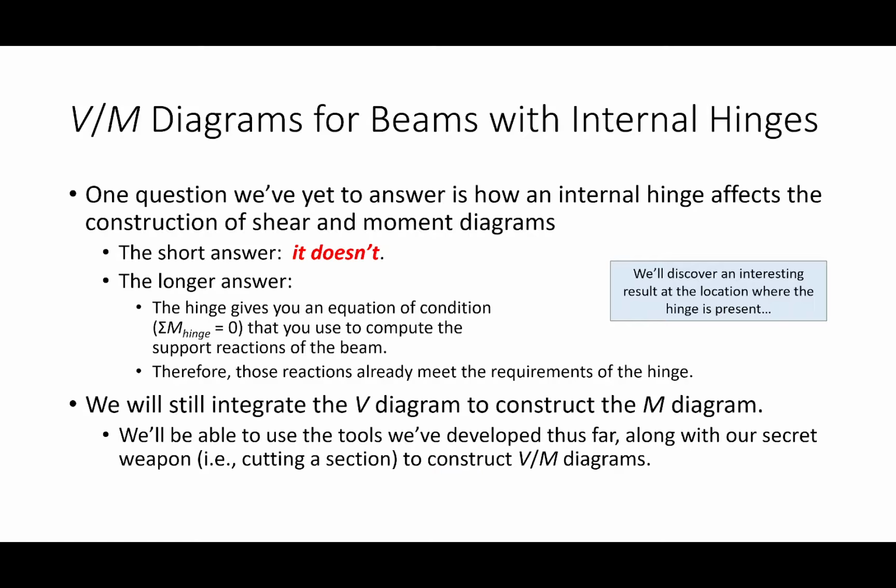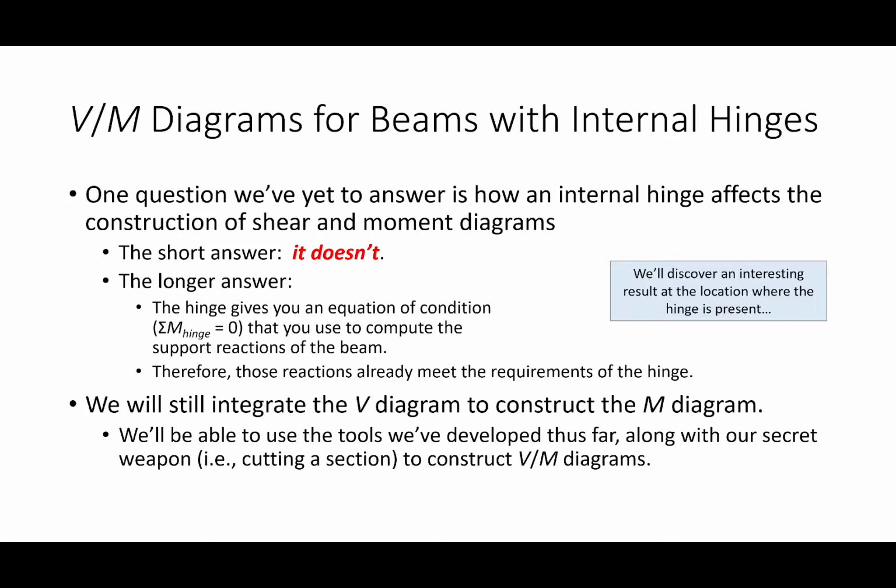Here's the deal, okay? If I have a beam that has a hinge at a given point, I know that the sum of the internal moments at that hinge is 0. Okay? I use that fact in order to compute the reactions. So what I'm getting at is, if you have correct reactions, you will generate a proper shear and moment diagram. And how do you know that they are correct?